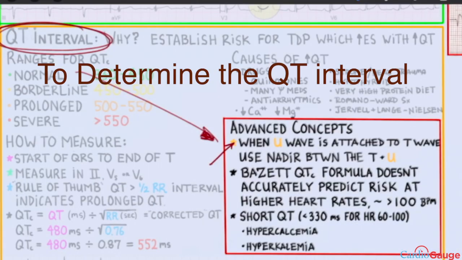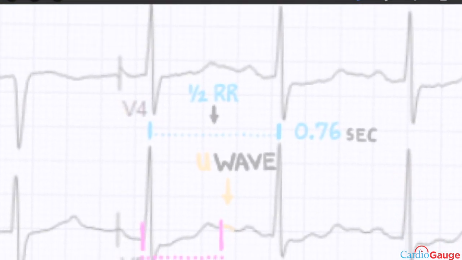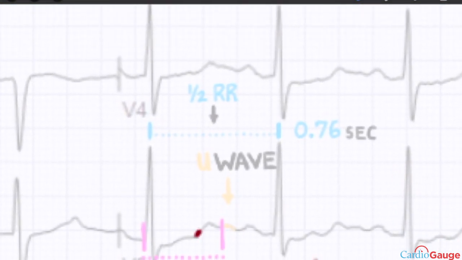So here, when the U wave is attached to the T wave, you use the nadir between the T and the U waves. So here's the T wave, here's the U wave, and there's a little dip between those two things, and you use the nadir of that to determine what the QT interval is.